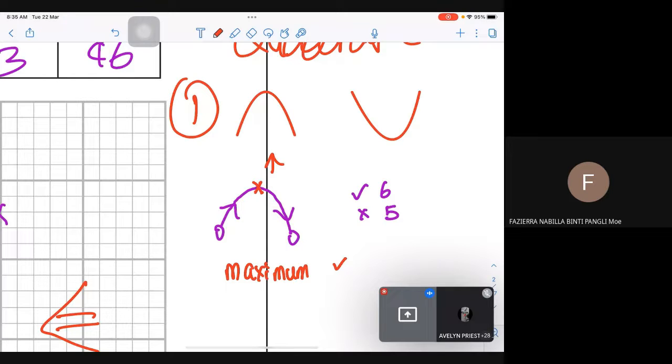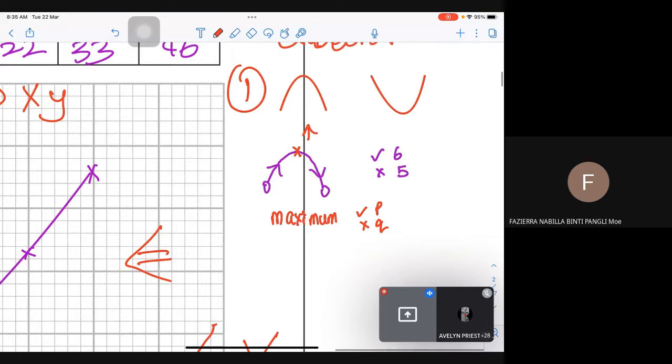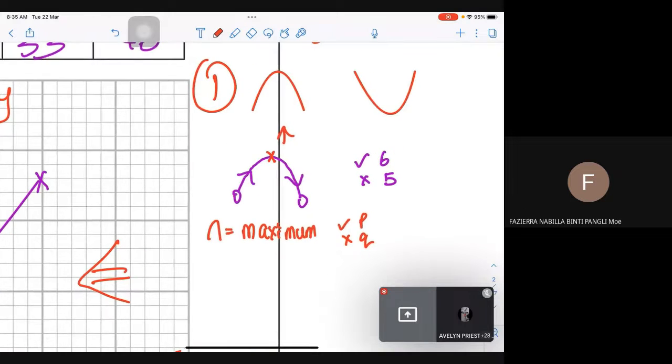If you understand this one, reply me P. If not, reply me Q. So you see the shape is N. That means the N shape means a maximum graph, right? And the N shape means we have the maximum point.